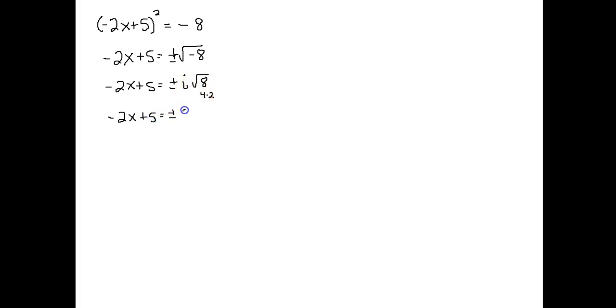Square root of 4 is 2. And then I have that other 2 still left over on the inside. So I've got plus or minus 2i square roots of 2 over there. But I'm not done, because I'm not finished solving for x. So I do have to subtract 5 from both sides. And then I do have to divide by negative 2 on both sides.